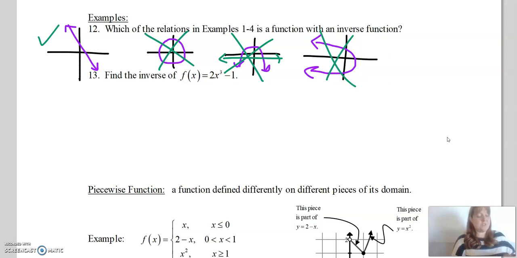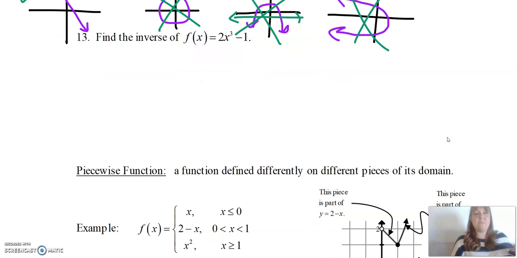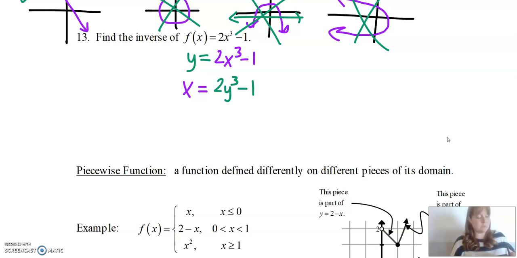Now we need to find the inverse of this function. This is an algebraic inverse, right? Remember, the first thing we do is switch the input and the output. So here's our y equals 2x cubed minus 1. We switch the x and the y, so now we have x equals 2y cubed minus 1. Then we need to solve it for y, because we need to get y all by itself. We add 1 to both sides, and we end up with 2y cubed equals x plus 1.